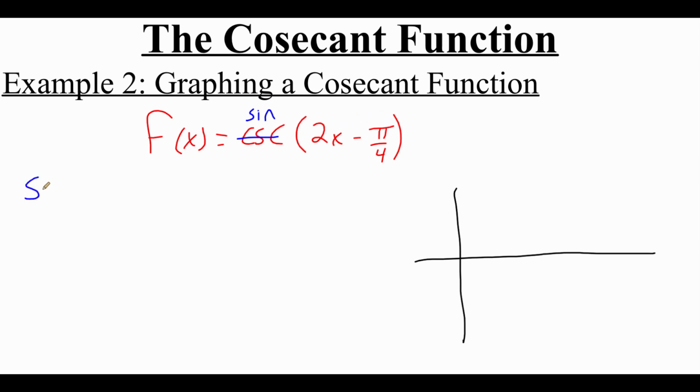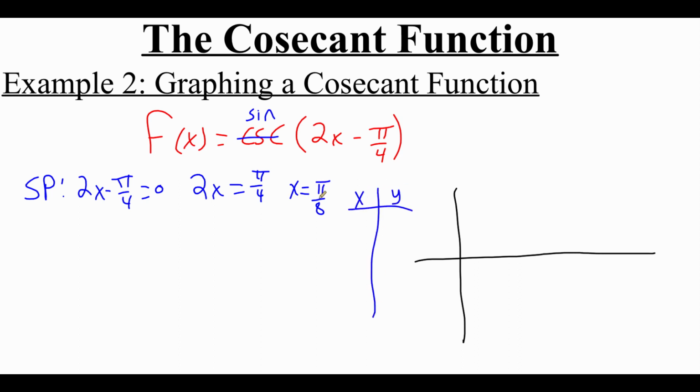So I'm going to find a new starting point by taking my stuff inside of the parentheses and setting that equal to 0. So the first thing I'm going to have to do is add that pi over 4 over to the other side. So I get 2x equals pi over 4. I'm going to have to divide the 2 over to the right-hand side. So I'm going to end up with x equals pi over 8. So as I'm starting to build my x and y chart, my first x value is going to be pi over 8.